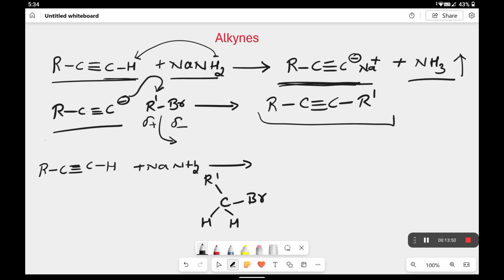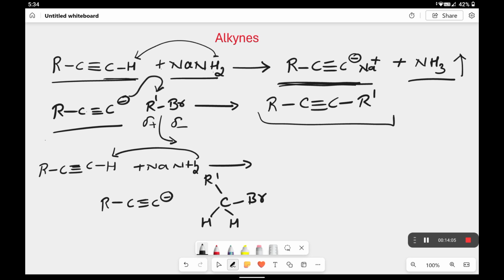Okay, then what happens? What is the product? Or what is the stereochemistry of this product? So first, what happens? The sodamide deprotonates the acetylenic hydrogen. Then what does it become? So R, C triple bond C.